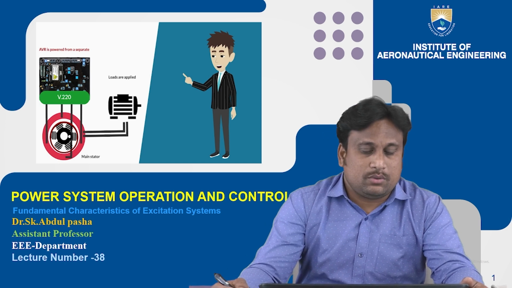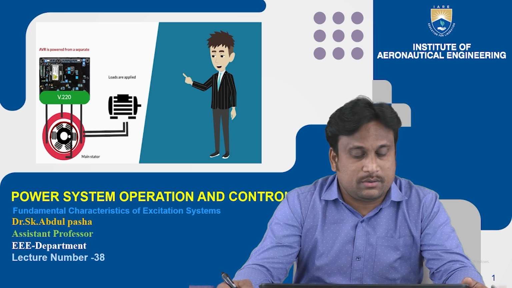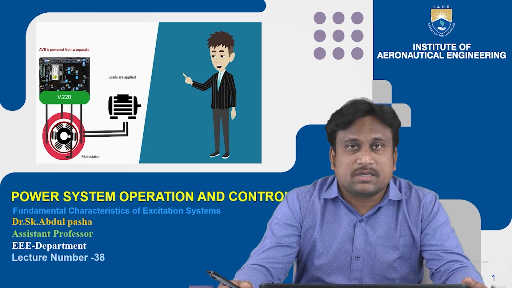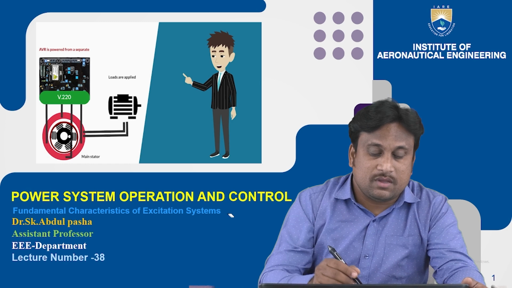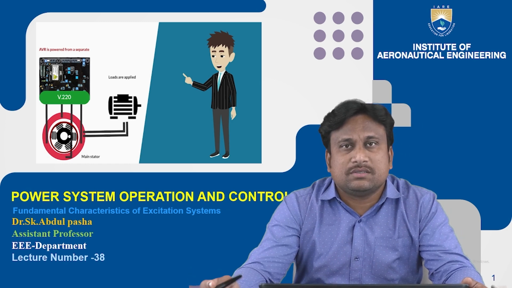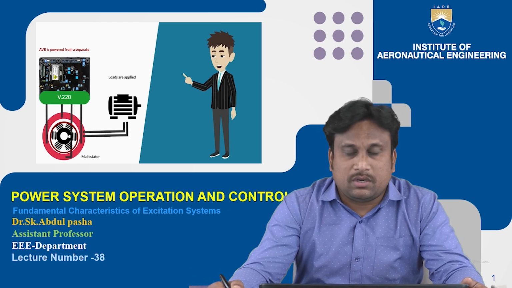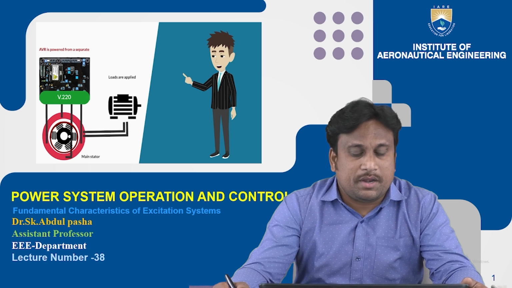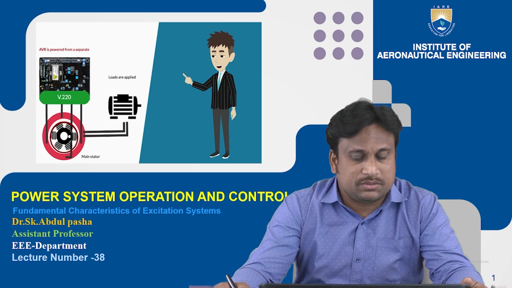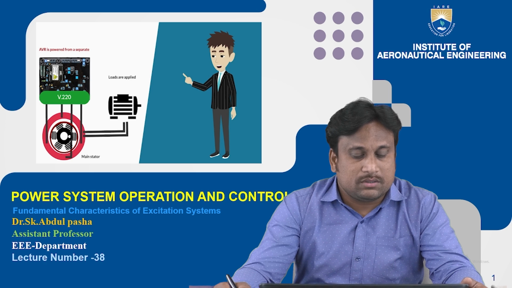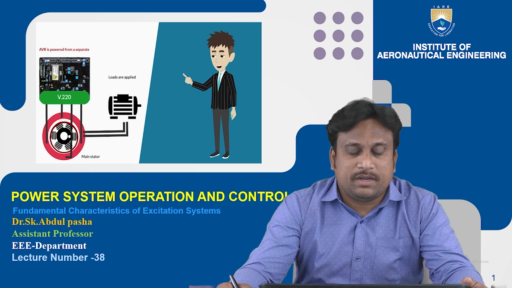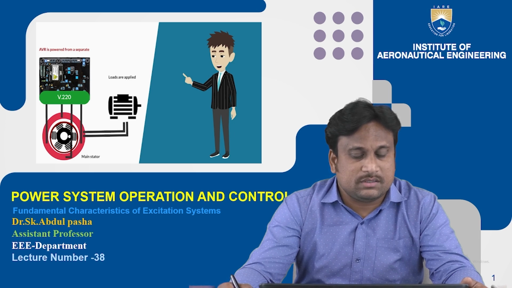So this is about the course Power System Operation and Control. Here I'm going to discuss the topic called Fundamental Characteristics of Excitation System. Earlier we discussed the basic features of the excitation system and IEEE basic definitions related to synchronous machine concepts. Here we will discuss how the characteristics are elaborated for a given excitation system. Those are the aspects we'll cover today.